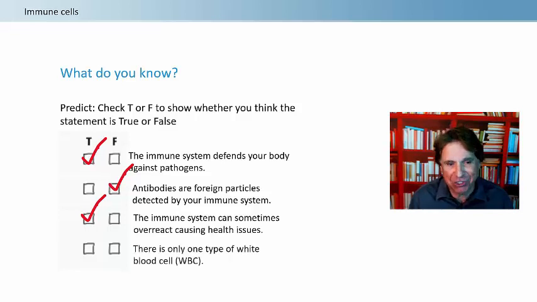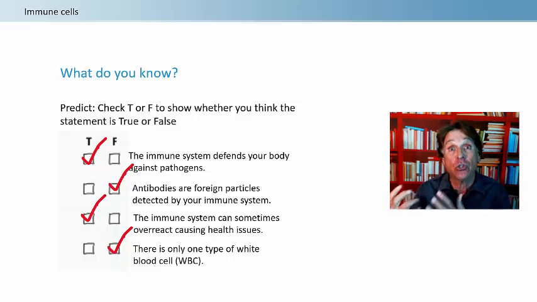In the final statement, there is only one type of white blood cell, also known as a WBC, and that is false. Although you may have heard about two types of blood cells, the RBCs, the red blood cells, and the WBCs, the white blood cells, there are many different types of white blood cells.